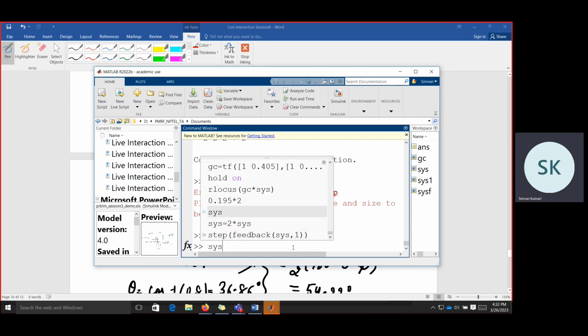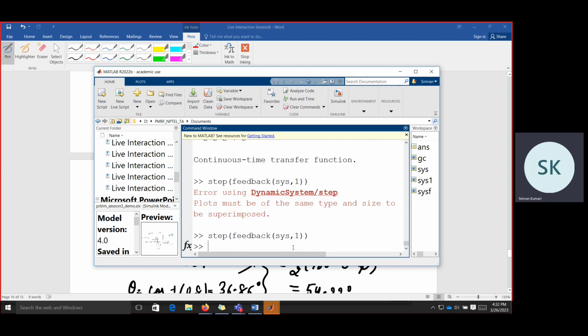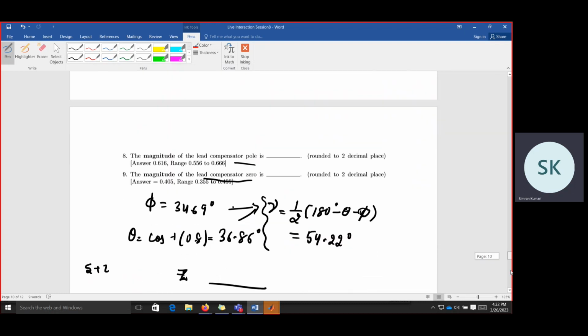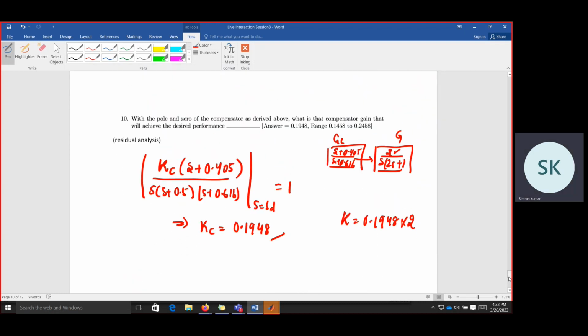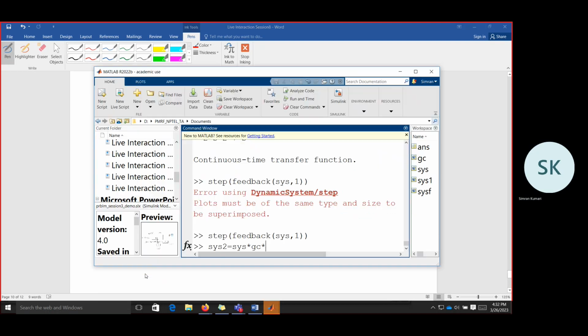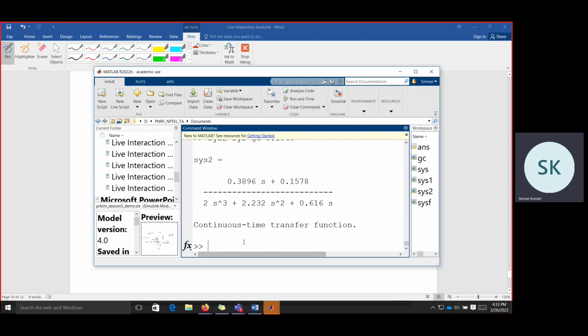What we have, GC, is this one. We'll just have a new open loop system which is this G equal to this star GC star, the gain that we had found, which is 0.1948. Okay, so this is the system open loop transfer function, and we'll see the step response for this one.